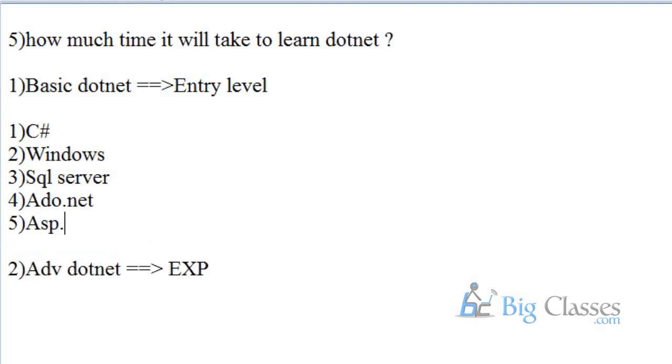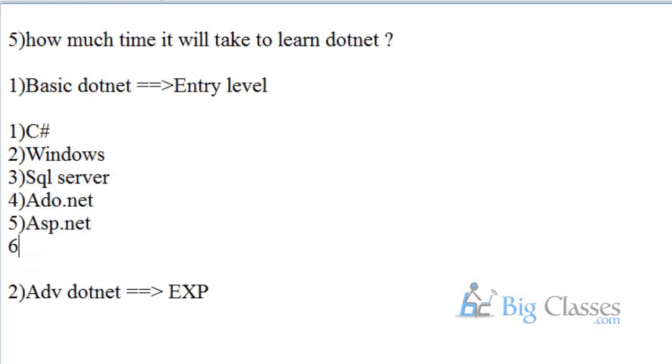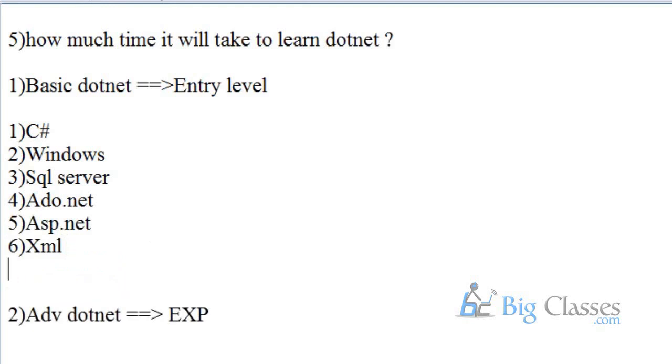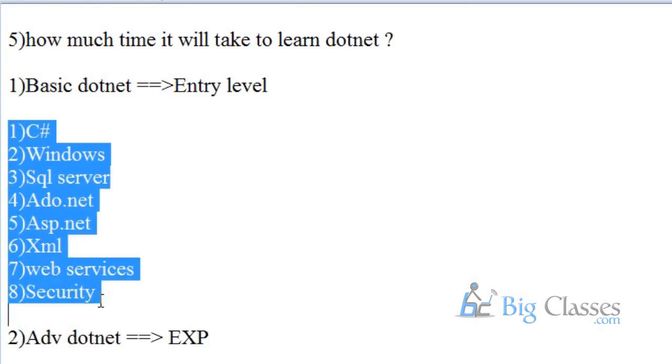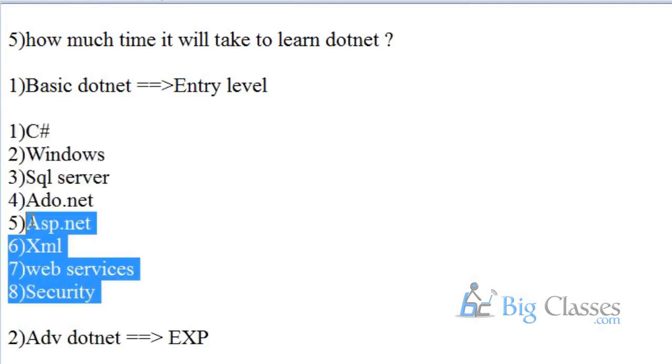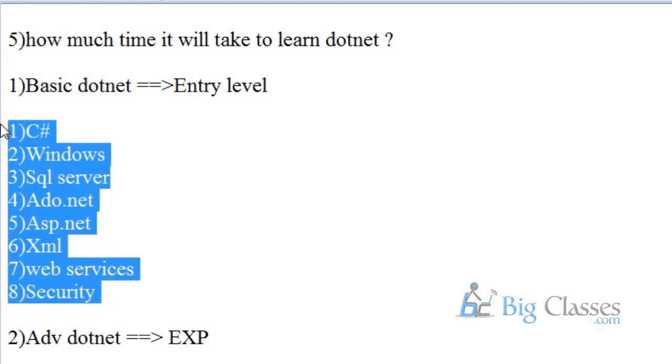And the fifth one is ASP.NET. The sixth one is XML. Then the seventh one is web services. And we have security, ASP.NET Security. These are the 8 things that we are going to cover in the basic .NET. So this is for those going for entry-level jobs.